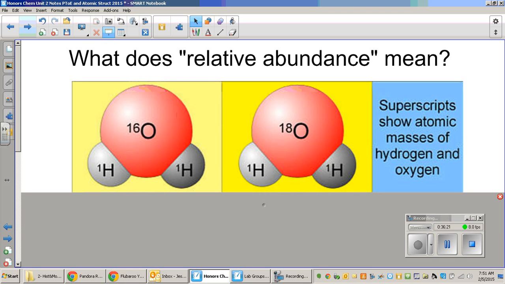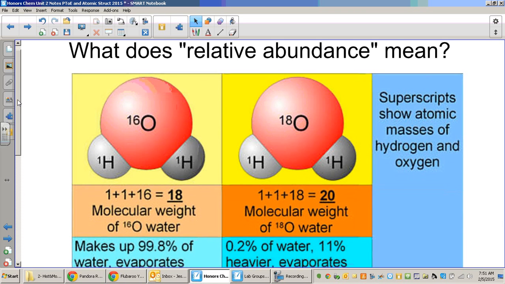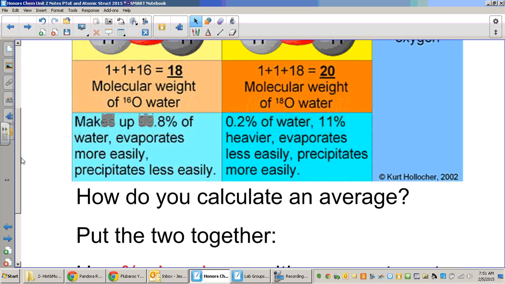You don't have to write this part down, but I am going to talk through relative abundance. So here's the facts here. We can see the weights are different because of the mass of the neutrons, 18 and then 20. What I'm telling you though is that oxygen 16 is far more abundant than anything else, which is why the atomic mass on the periodic table is 16.